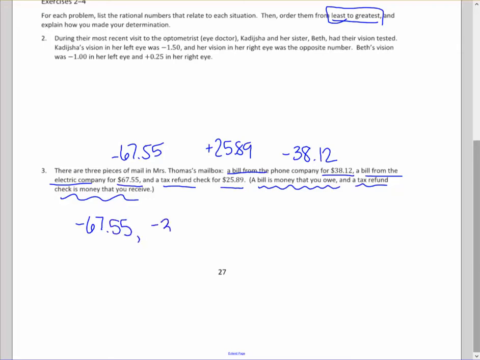Then the phone company, she owes $38.12, represented with a negative sign. And then the money that she's getting back from Uncle Sam, $25, positive, of course, and 89 cents. All right, so there you go.